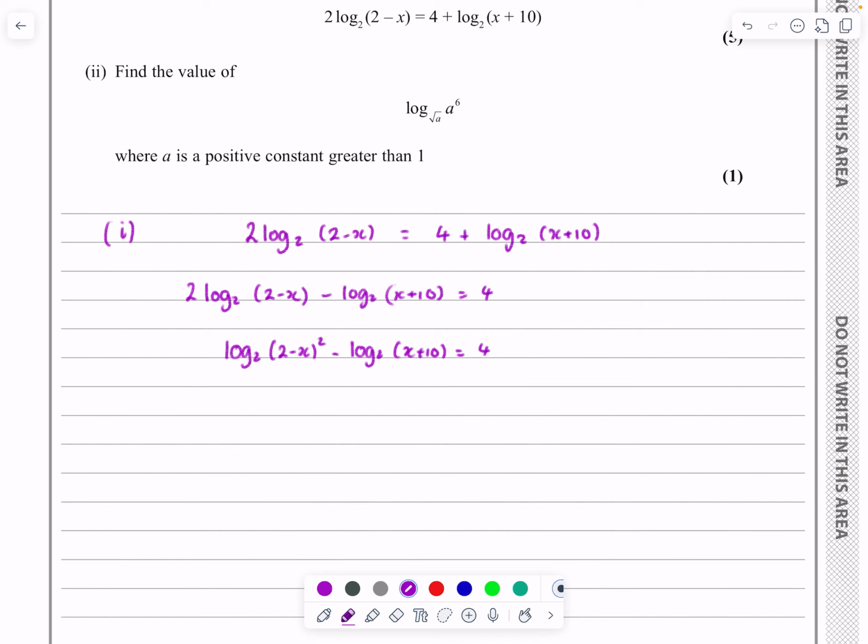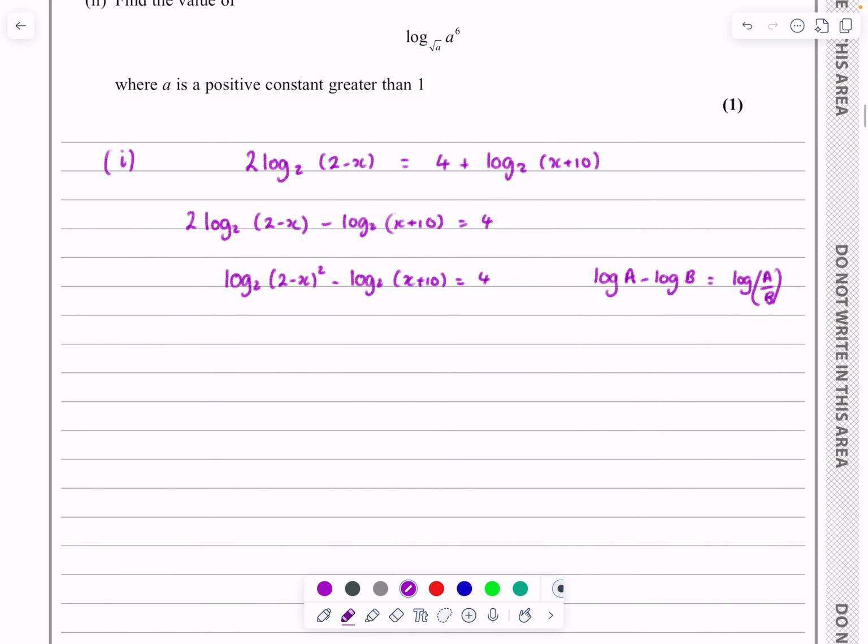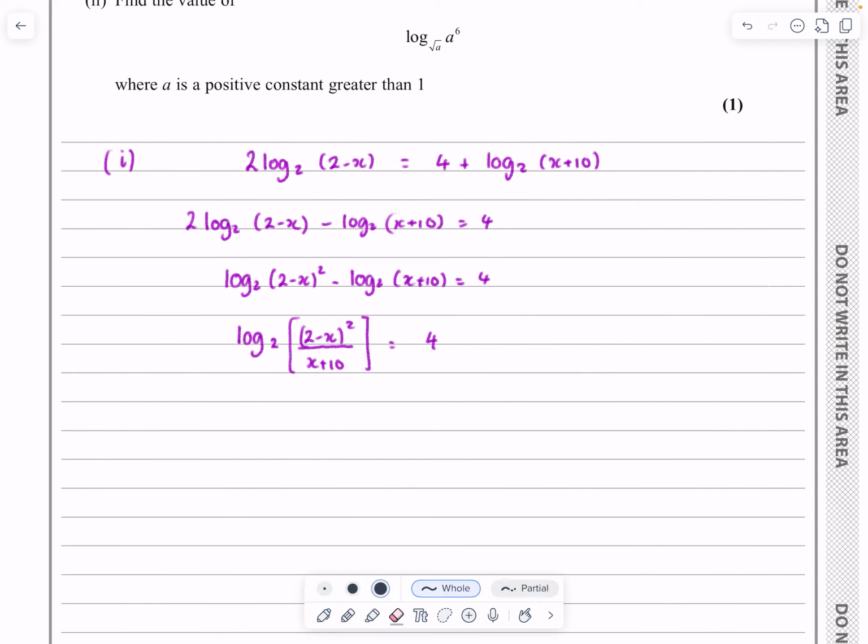And now I can use another log rule, which is that log a minus log b is equal to log a over b. And we've got that scenario on the left hand side now. So log 2 of (2 minus x) all squared minus log 2 of (x plus 10) can be written down as log 2 of the first one divided by the second one here. So we're going to get a combination of those two. Let's get rid of the log rule that I just used there.